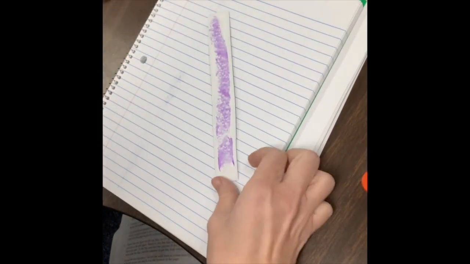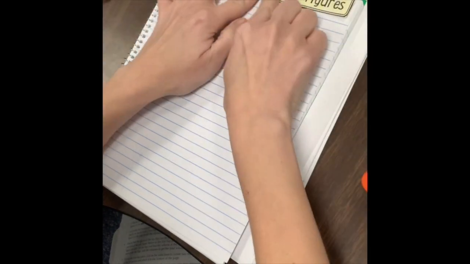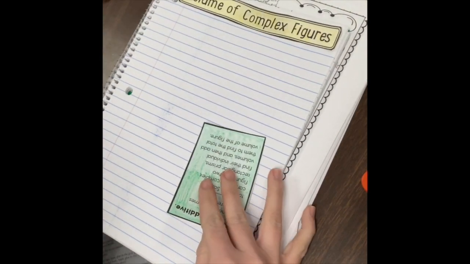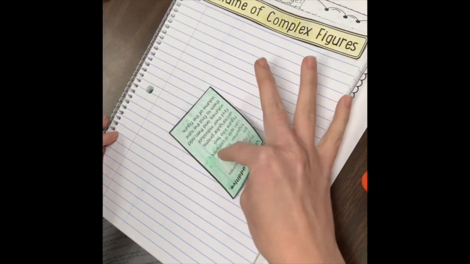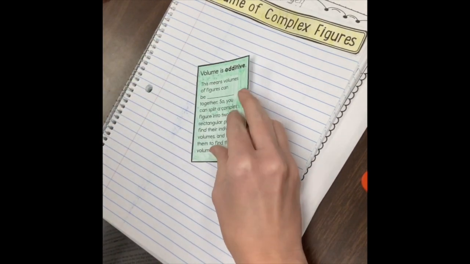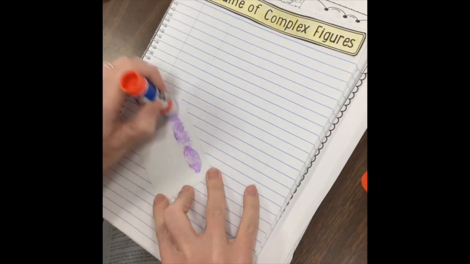Okay, let's finish this journal now. First thing I want you to do is glue down the title. Volume of complex figures. Okay. Then I want you to find this piece here. Oh no, I'm missing a piece. Okay, well, find this piece here. Glue it down.